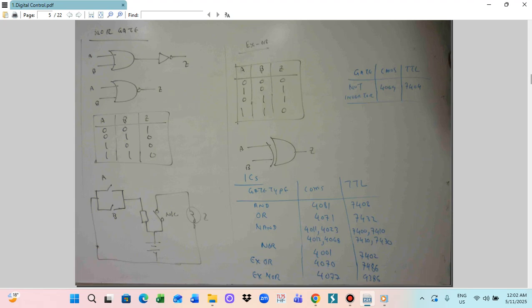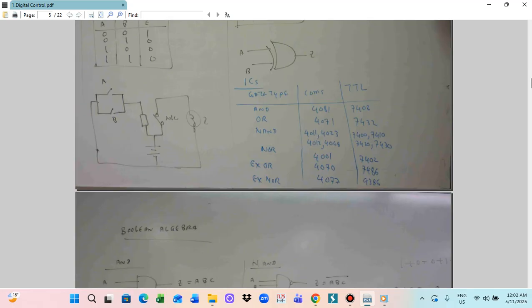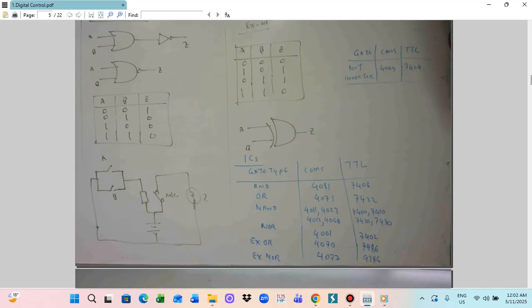And also we utilize ICs for the NOT function. The NOT function is the inverter. The inverter is a NOT gate. For the NOT gate we utilize the 4069 and 7404. So then I also put the NOT function. This is NOT. Okay, I put here CMOS and TTL. So we use a NOT inverter. For the NOT function, the CMOS IC is a 4069, and the TTL IC will be a 7404. So those are the IC requirements.